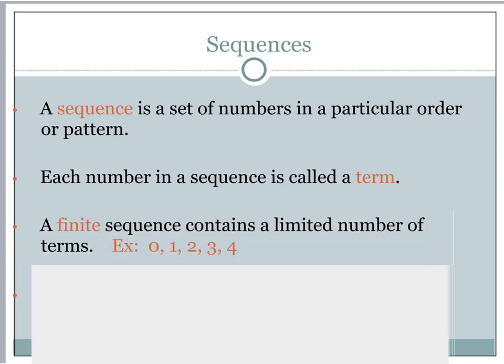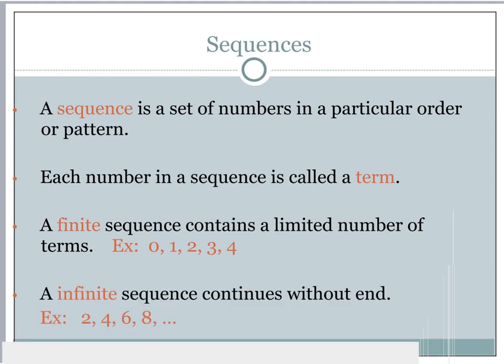If a sequence is finite, that means it has an end. If a sequence is infinite, it continues forever and ever, and you can see that it will be denoted with 3 dots.